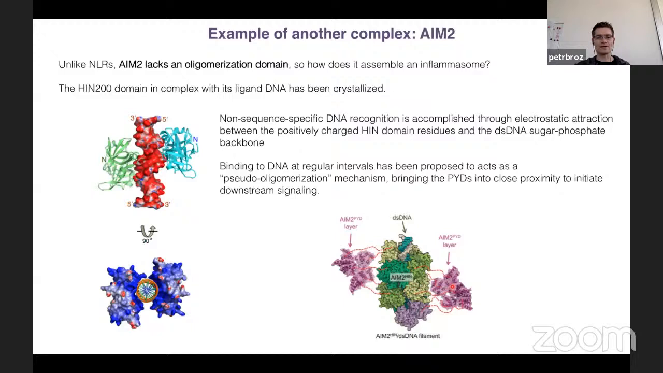So it's sort of a pseudo oligomerization induced by the ligand itself. It's not the receptor oligomerizing, but the ligand allows this clustering that is necessary to initiate the next signaling step.